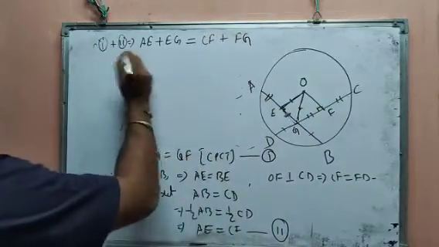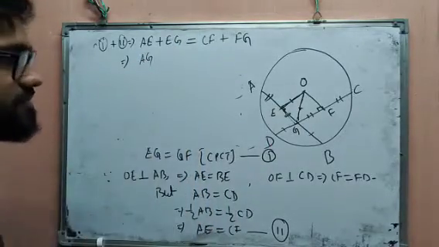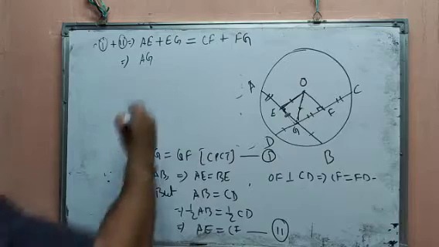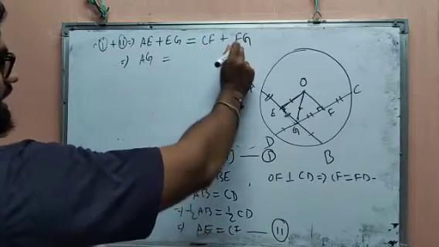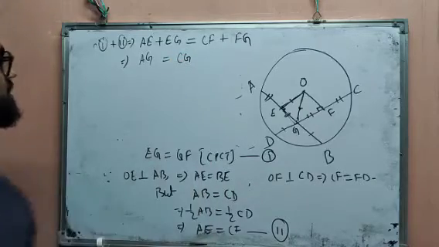AE plus EZ means what? AZ. Also you will get CF plus FZ, which gives you CZ.